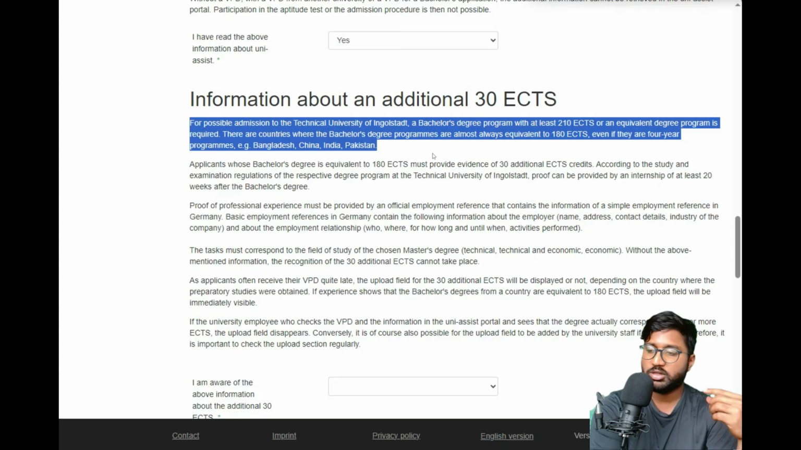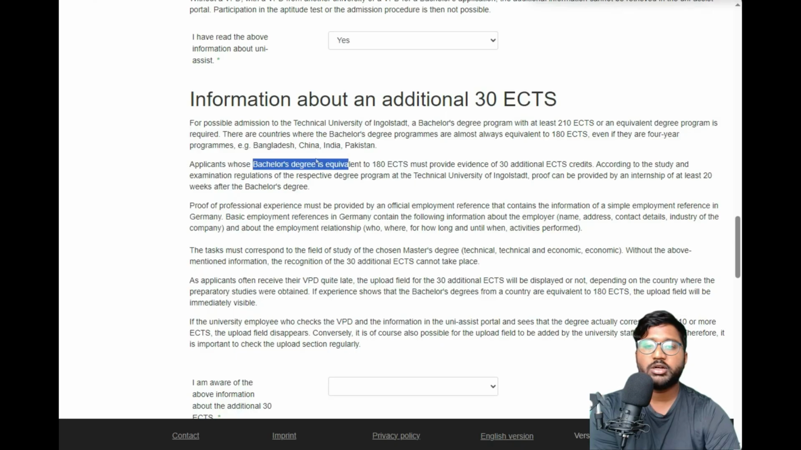Okay, as I mentioned, they will know about your situation, so you do not need to worry about people asking for 210 ECTS when you have only 180 ECTS or 200 ECTS. They will know, and they have so many other options. So we can go through what they are asking. Applicants who have a bachelor degree equivalent to 180 ECTS must provide evidence of 30 ECTS credits. Okay, how are we going to give that?